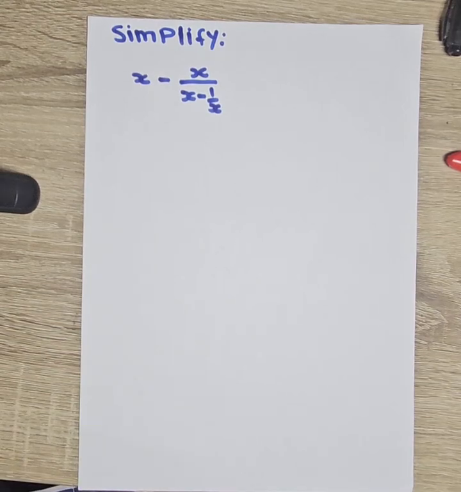Simplify x minus x over x minus 1 over x. In order to simplify this expression, I first need to identify what I have here. I have an algebraic fraction. Now you can remember the rules when working with algebraic fractions. Number 2, check what operations you have.